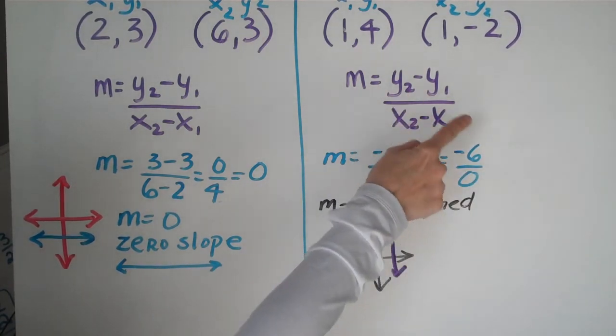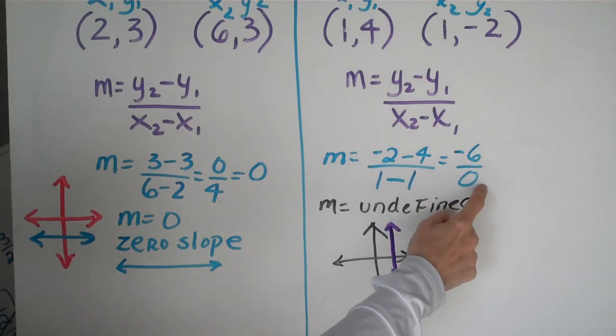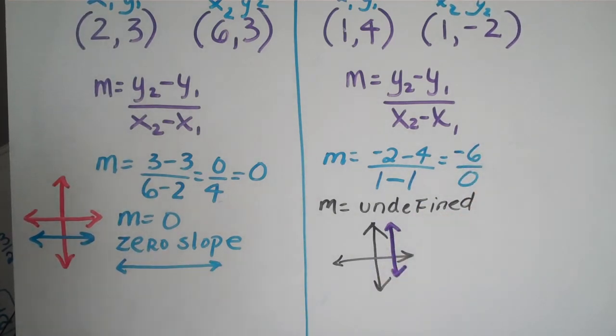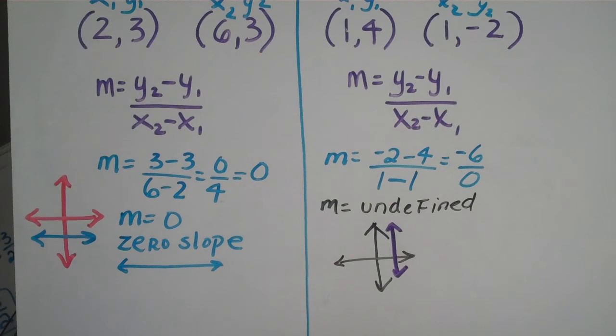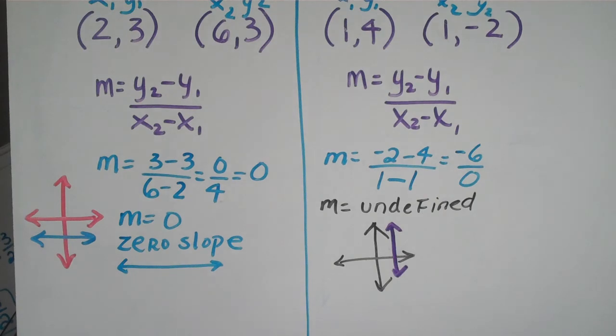This is what it looks like with points. Anytime you get a number over 0, that's not a possible operation to do in math, so we call that undefined. And that's it. So you need to practice those and be really comfortable with all those different versions of slope and plugging in those points, and just make sure you label them correctly and you'd be good to go. Okay, practice.